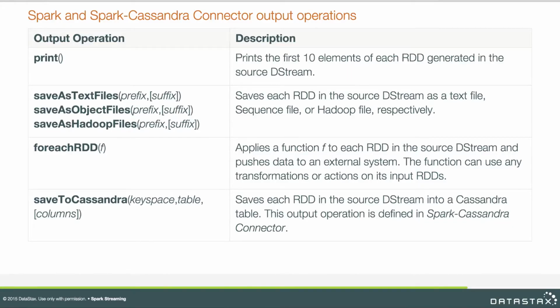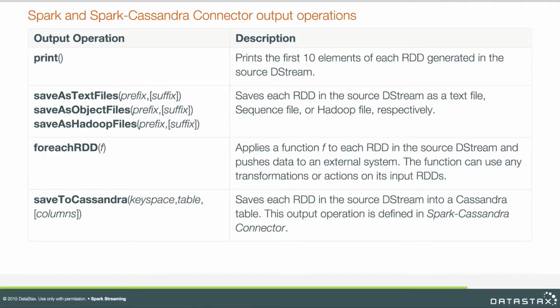There are a few common output operations that we've used already. Let's take a look at those in just a little detail. There's print, which conveniently prints the first 10 elements of each batch's RDD to the screen. Then there's saveAsTextFiles, saveAsObjectFiles, saveAsHadoopFiles. Each of those saves each RDD in the source DStream. So that's each batch creates a new RDD. In our examples, every 4 seconds, there's a new RDD. Those methods will save that RDD to that destination every single time. So that can be potentially a lot of RDDs. They can save as text, they can save as object files, or they can save directly to Hadoop.